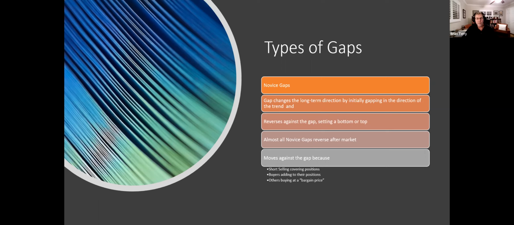And what happens is, if a stock is going up and it gaps up, then sometimes, if it's a highly shorted stock, people will have to start buying to cover their shorts, or people will start to add to their position. So that's the main difference so far, professional gap, novice gap. Any questions on that so far?